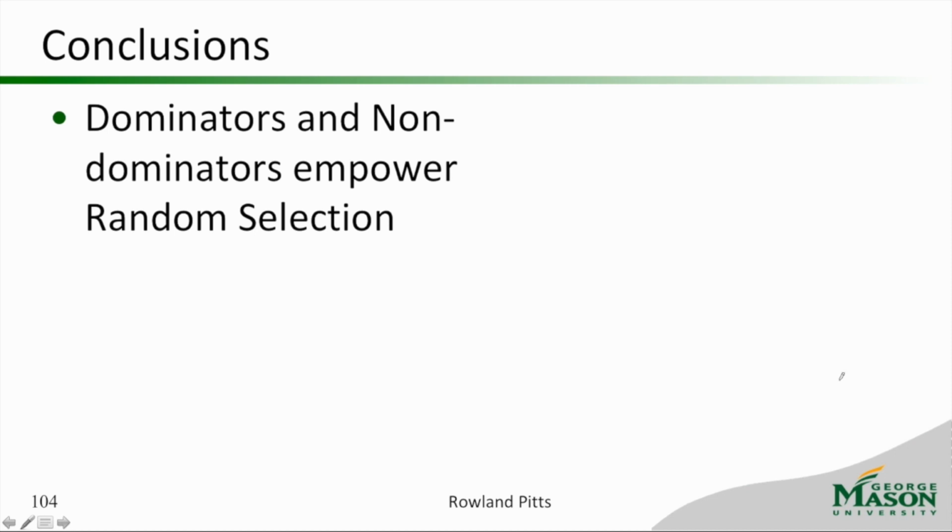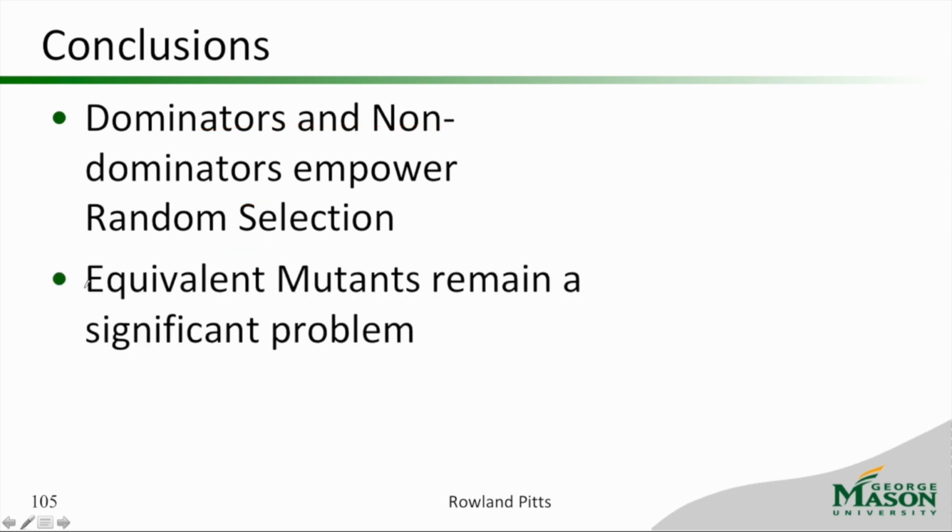So in conclusion, dominators and non-dominators empower random selection, and equivalent mutants remain a significant problem, if not the problem for mutation testers.